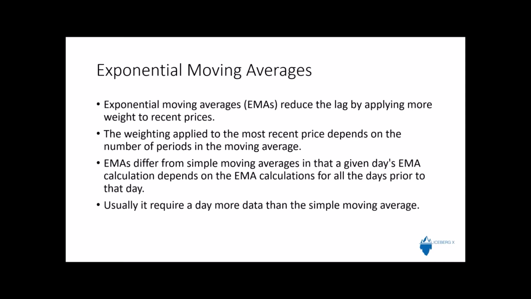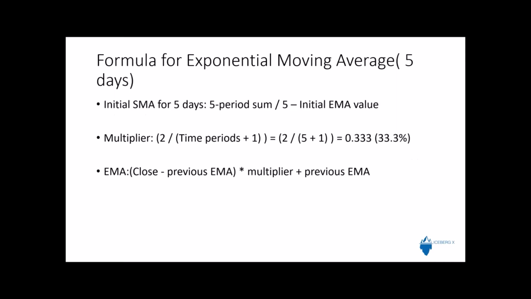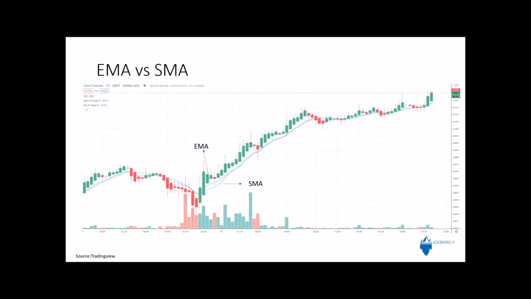So if you want to compare the lines, anyway, this is just a calculation. I won't go too detailed, but if you look into the calculation per se, EMA always needs a day more data compared to the simple moving average. So in a sense it requires more data. And the multiplier is basically just putting more weight on your recent data. So in a way, it gives a lot of speed in terms of how EMA is going to react.